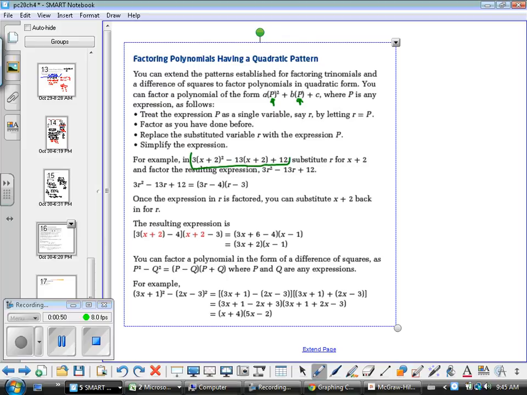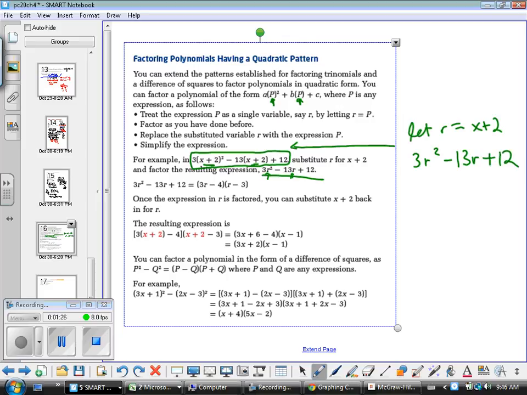Because it looks quite complicated, but if you were to represent this x plus 2, because it's squared in the first term and then it's just there in the second part, you would see that if you substituted just a value of, or a letter like r in for it, you can see that you definitely have a quadratic equation. Okay, so what they say is when you're faced with something like this, you can just use something that we would actually call a dummy variable. So you can just say let r equal x plus 2, and then you would substitute that in. It would become 3r squared minus 13r plus 12.